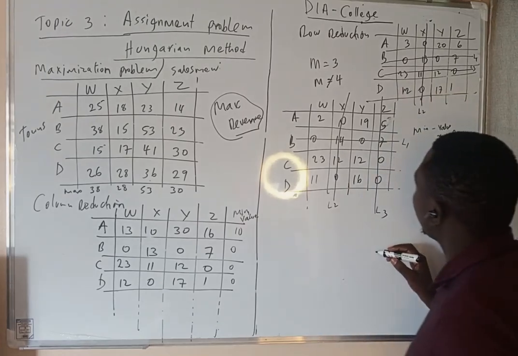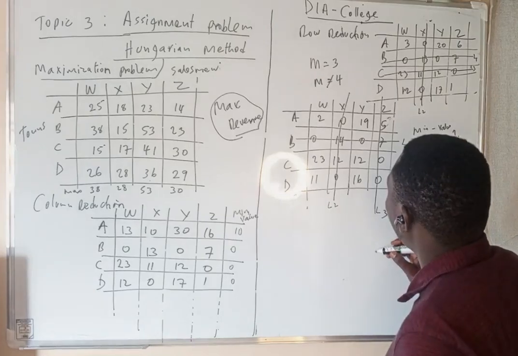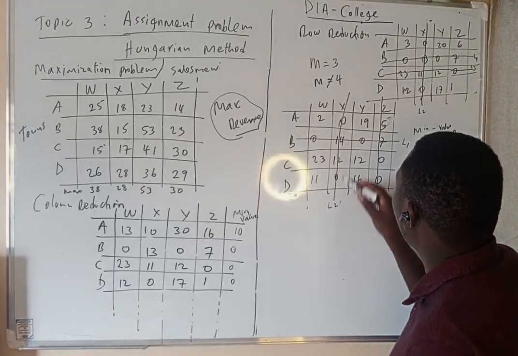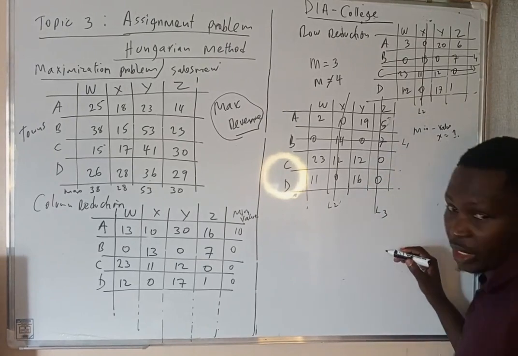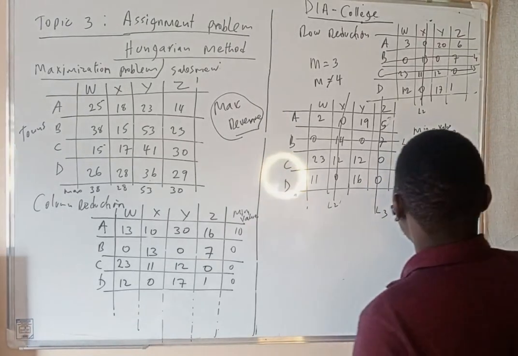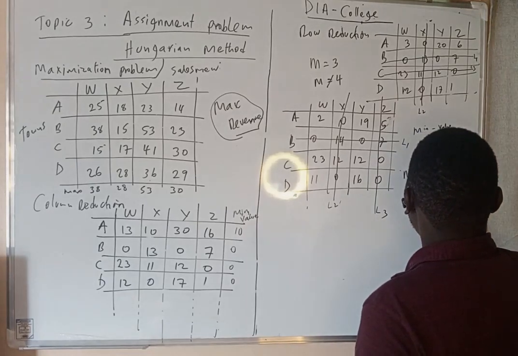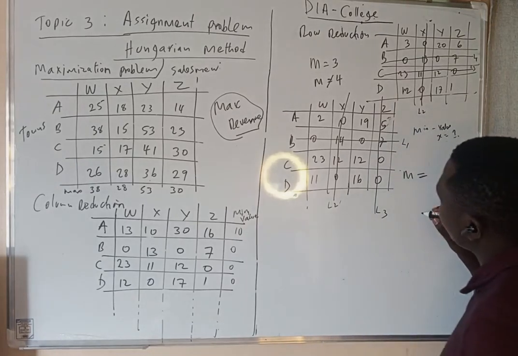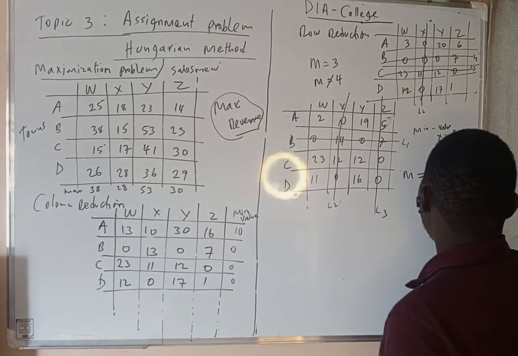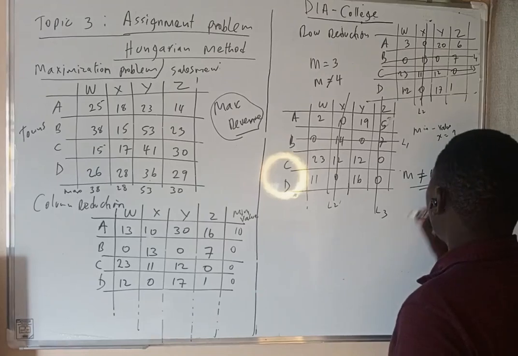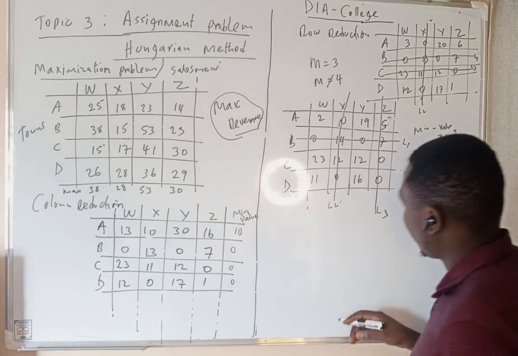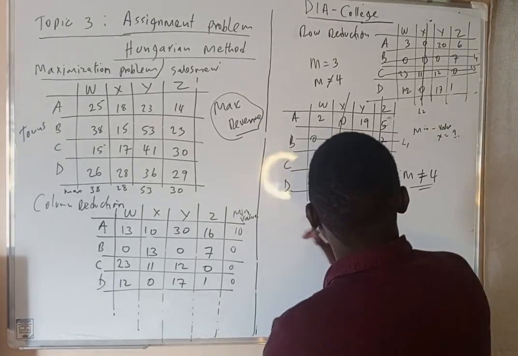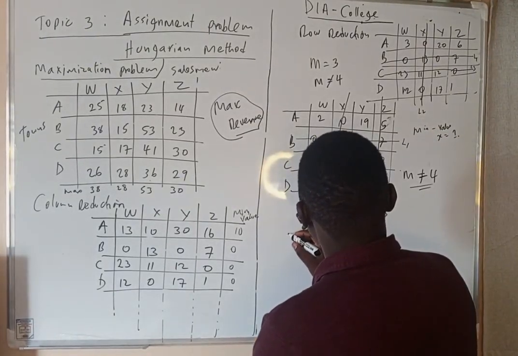So let's see how many lines we have. I have line 1, line 2, and line 3. So it means we are yet to reach the optimal solution. Since m is not equal to 4, basically we repeat step number 4 again. So I'm going to have another new matrix and perform similar operations.